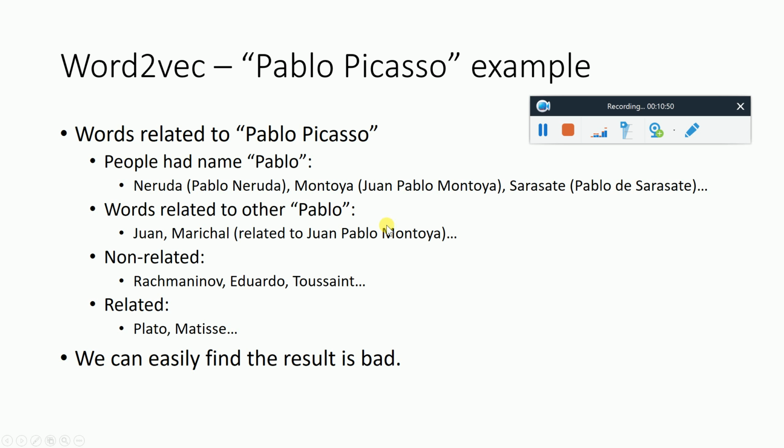Some of the words might be related, like Plato, Matisse. These are artists related to Pablo Picasso, but most of the others are non-related. So we can easily find the result is bad in this situation.